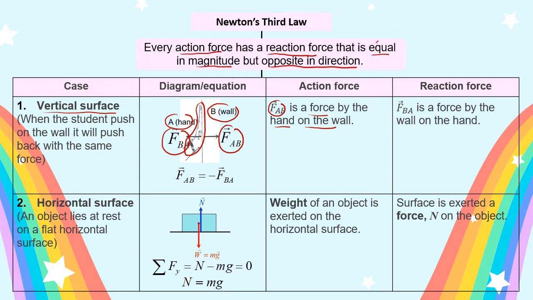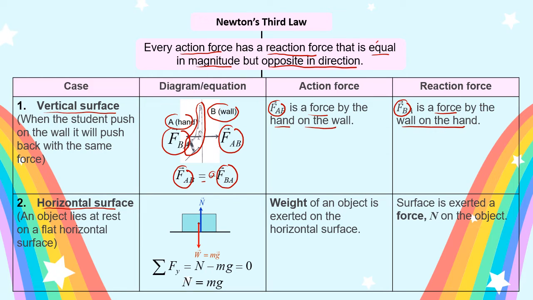Then the reaction force is FBA. FBA is a force by the wall on the hand. We can write down the equation: FAB equals negative FBA.